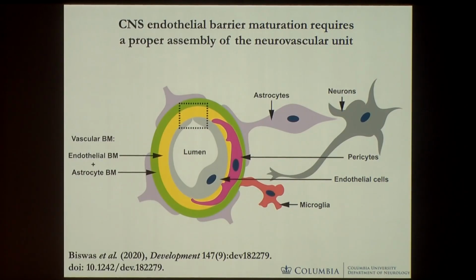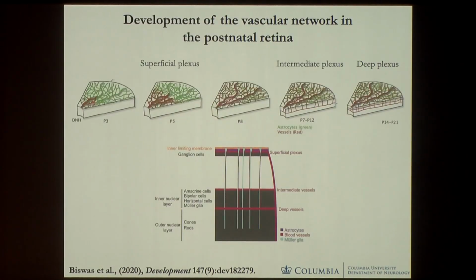And to do that, I will primarily focus on the retina, because the retina is a very nice system. It's part of the CNS, but it has a very clear vascular tree. The development of the vascular tree in the retina begins postnatally, and the endothelial cells come from the optic nerve. During the initial phases of postnatal development up till P8, you can see the development of the superficial vascular plexus. And then later you form the intermediate and the deep plexi.